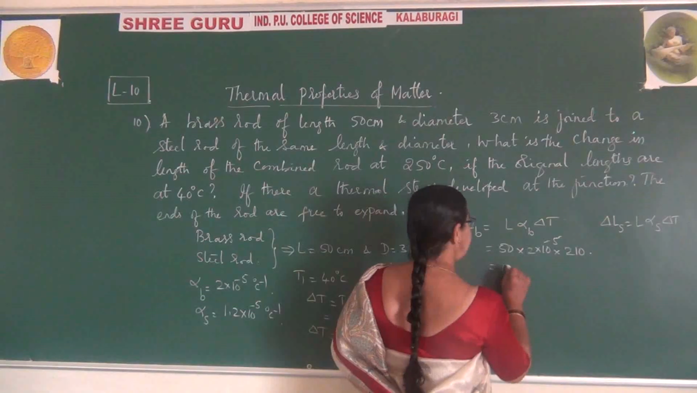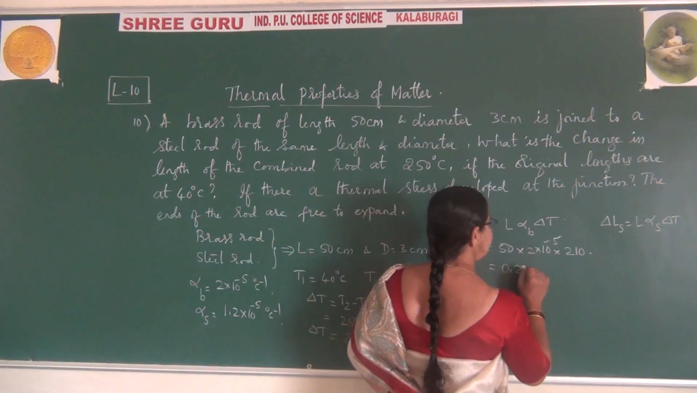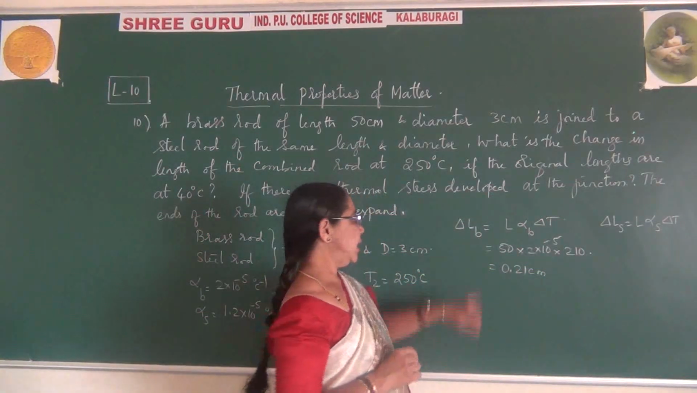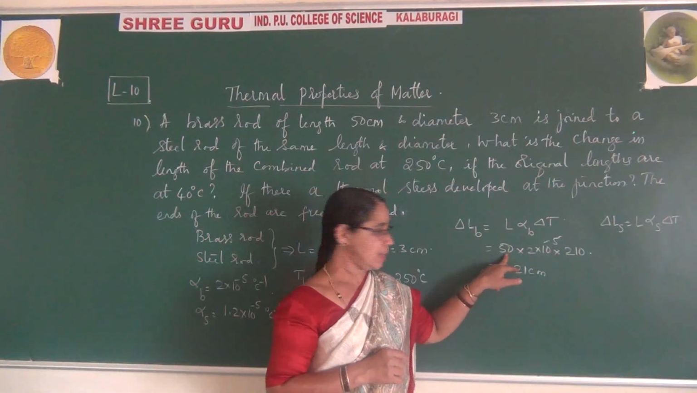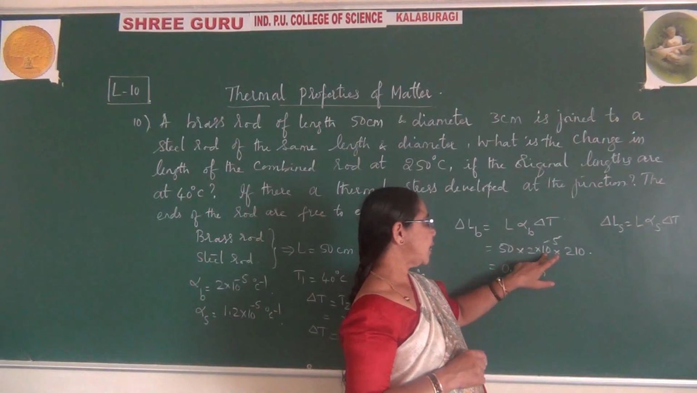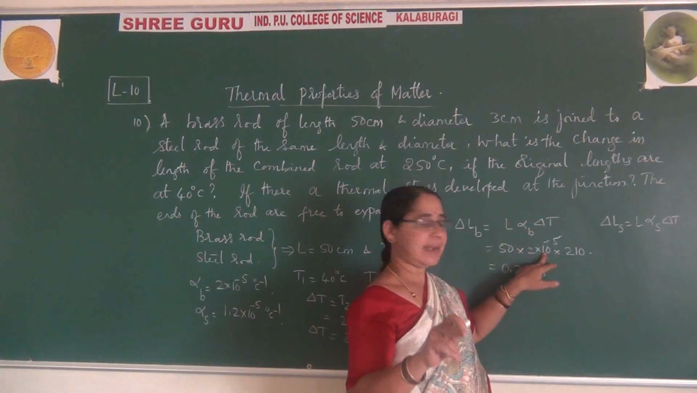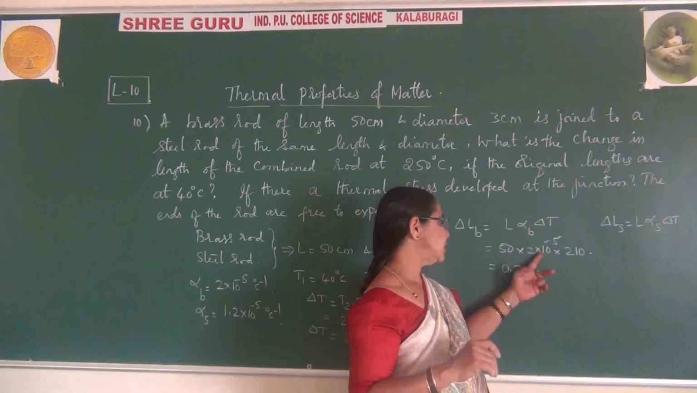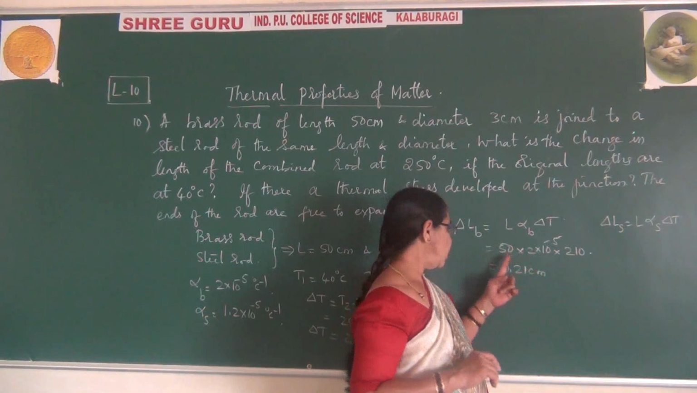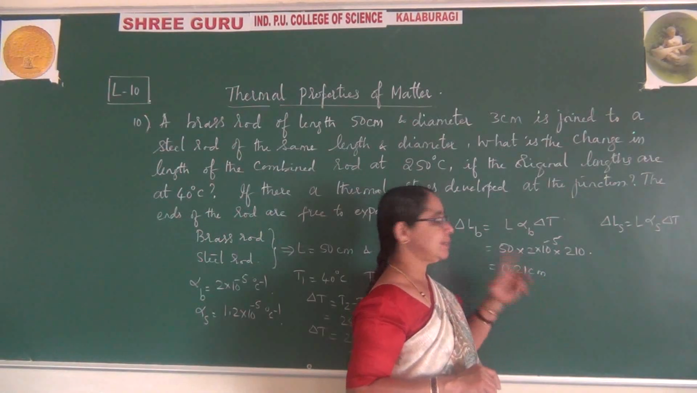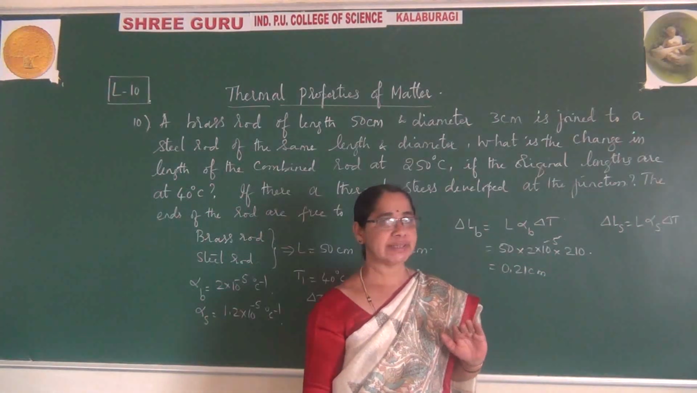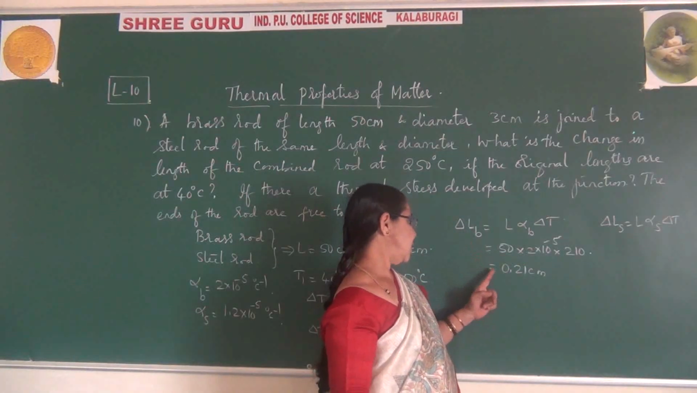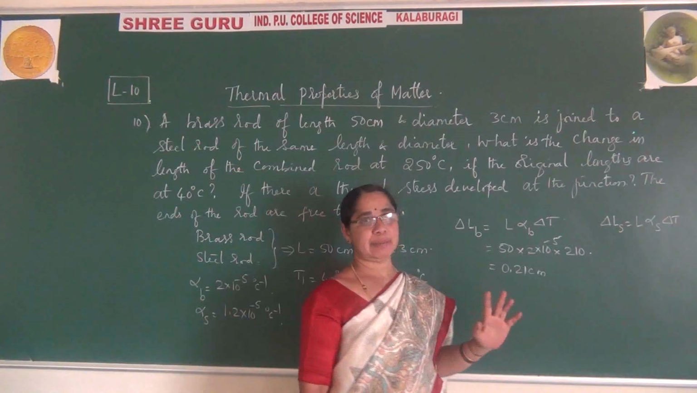0.21 centimeter. Please observe how I wrote the units. Here we have centimeter, right? But for this, 2 into 10 raised to minus 5 per degree centigrade, and this is 210 degree centigrade. Degree centigrade and per degree centigrade both get cancelled here. The only thing left is 0.21 centimeter. Hope you understand what I said. So please remember this condition. The unit for the length is 0.21 centimeter.